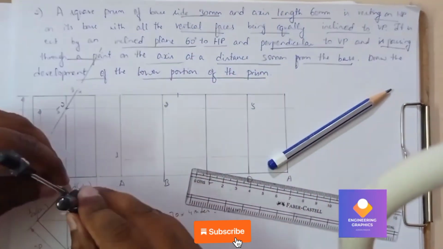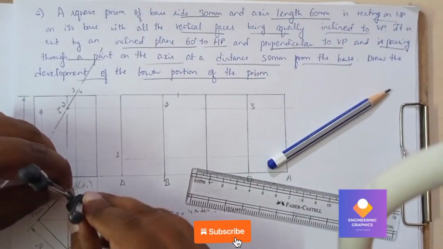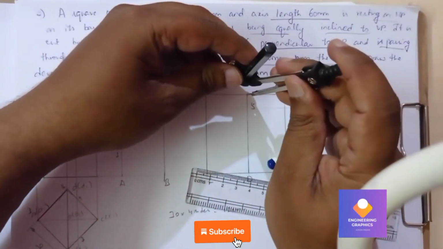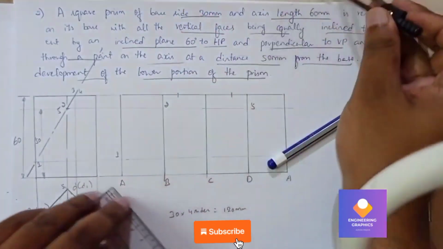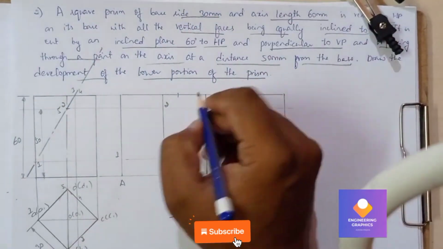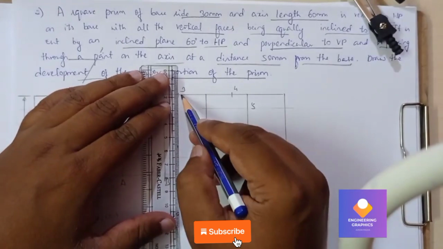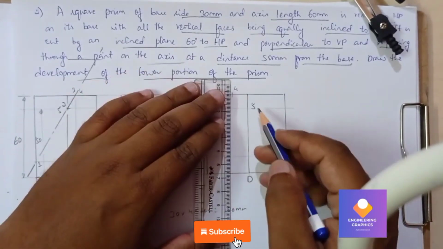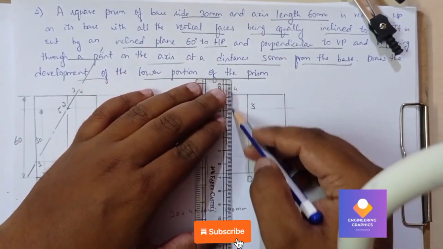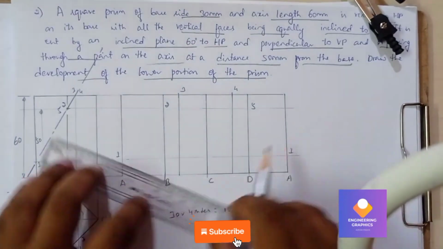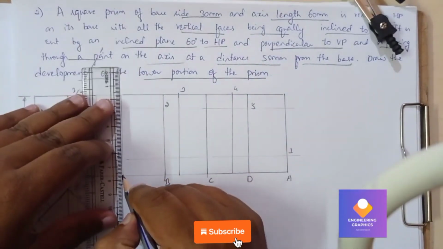From 2 to 3, again from 5 to 4, it's the same length. You can cut it, and we can mark that as 3 and that as 4. Now we can join all these points. So we can draw one other vertical line here. I'll be joining all these points with a straight line.